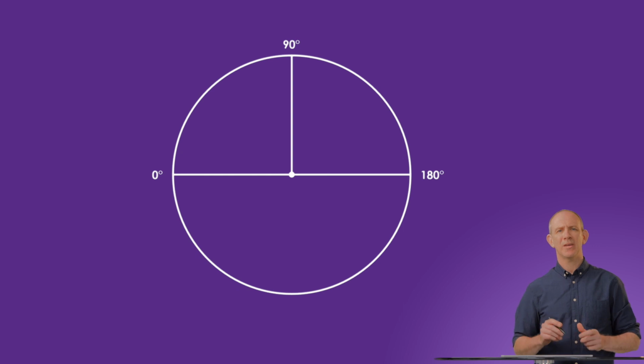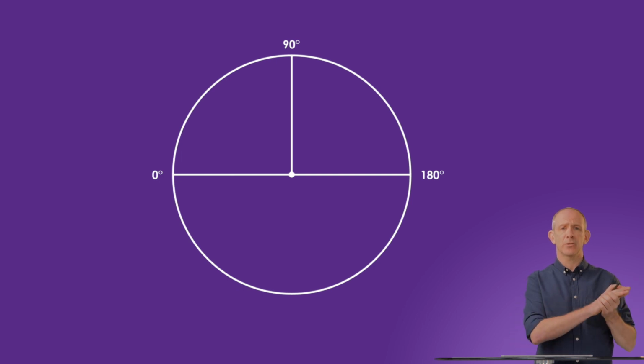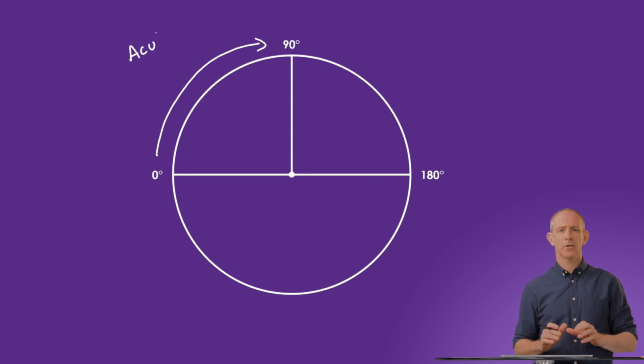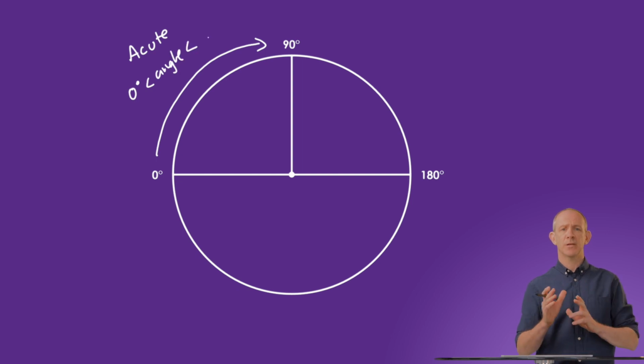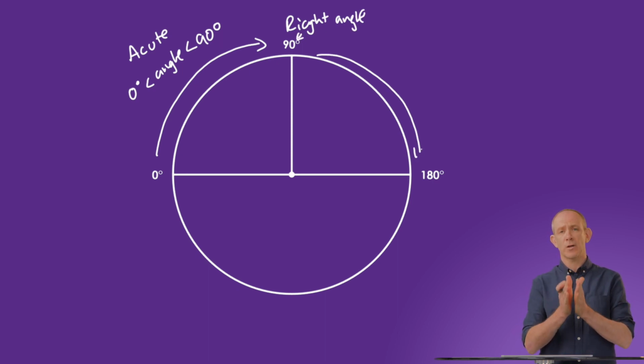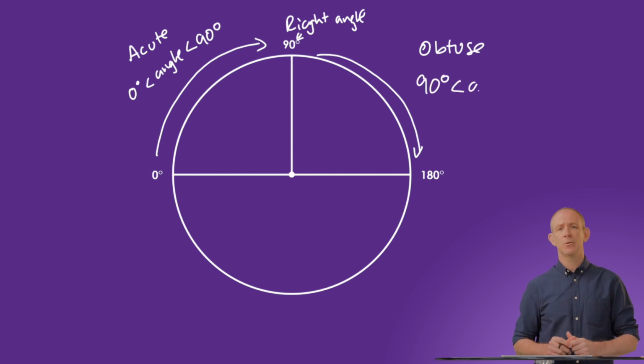We're going to talk about the names of different types of angles. We start with the central point here, and from the left-hand side we have 0 degrees. Now, if we create an angle anywhere up to, but not including, a right angle, it would be called an acute angle. So that's anywhere from 0 up to 90 degrees. 90 degrees is called a right angle. Anything greater than 90 degrees and up to but not including 180 would be called an obtuse angle.